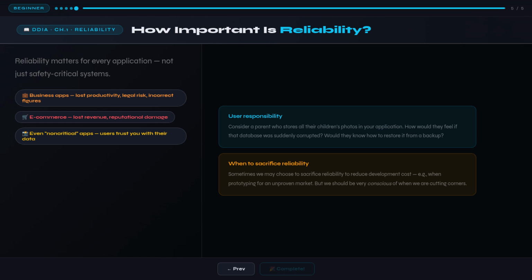What it does say is this: be conscious of it. Make the decision explicitly. Know exactly which corners you are cutting, why you are cutting them, and what the consequences might be. What you never want is to discover after the fact, after the data is gone, after the extended outage, after the legal action, that you were cutting corners without ever having made a deliberate decision to do so.